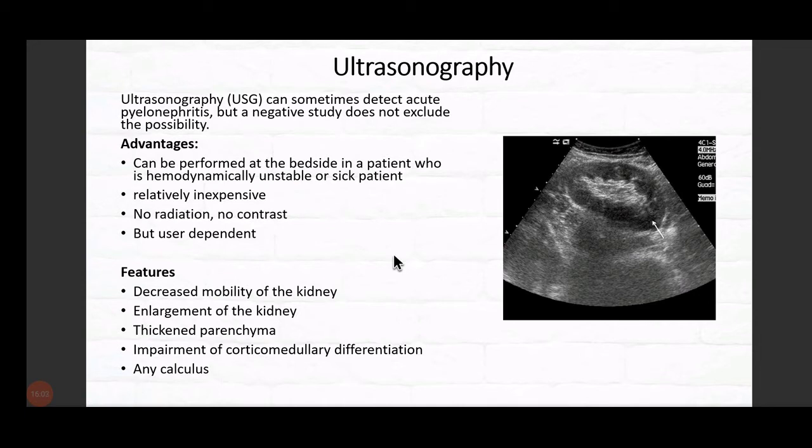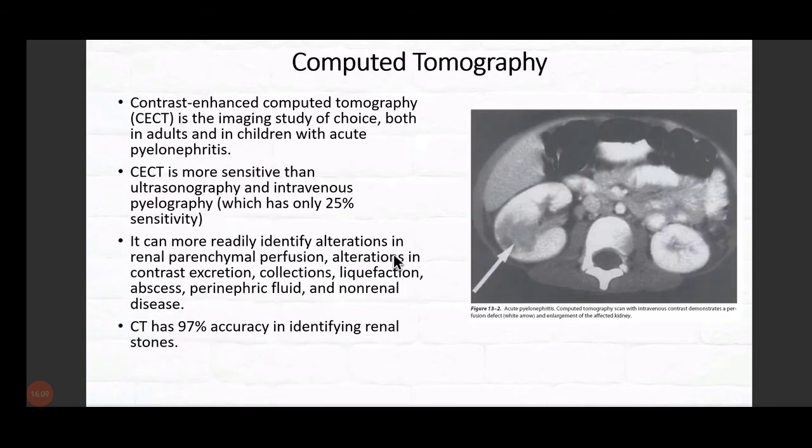So this kind of investigation can be a primary investigation, but it is not the radiological investigation of choice. The radiological investigation of choice is a CT scan. Now, this is the investigation of choice for both adults and children. It is more sensitive than the ultrasound and the IVP. Ultrasound has a sensitivity to pick up of only around 25 to 40%.